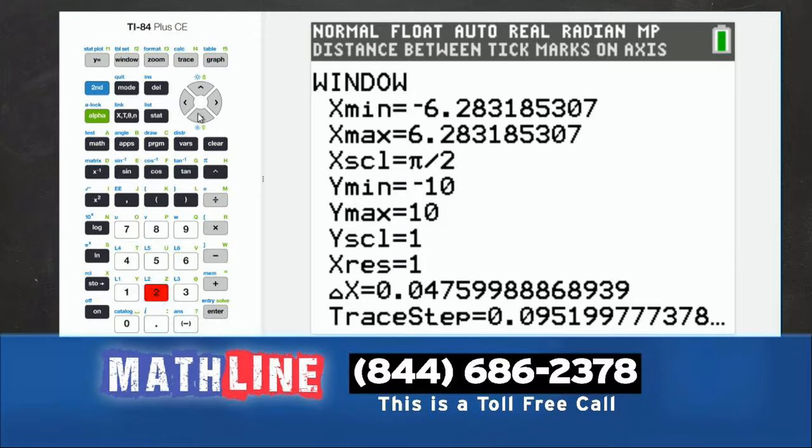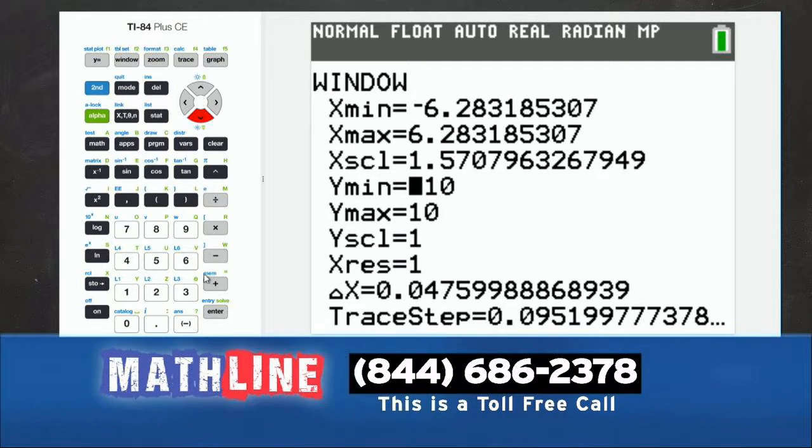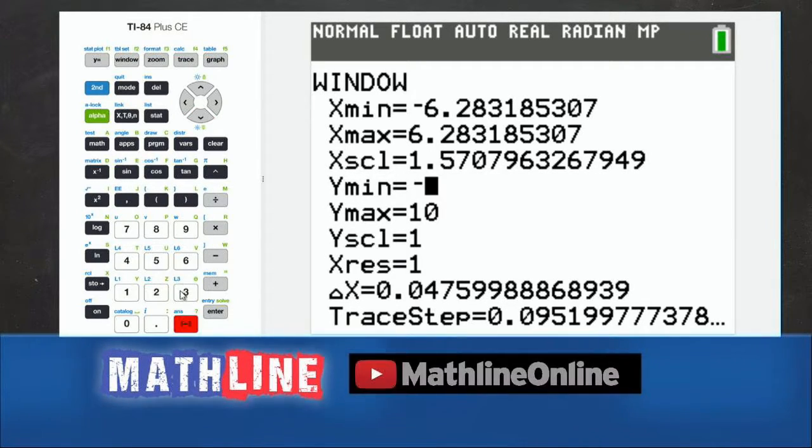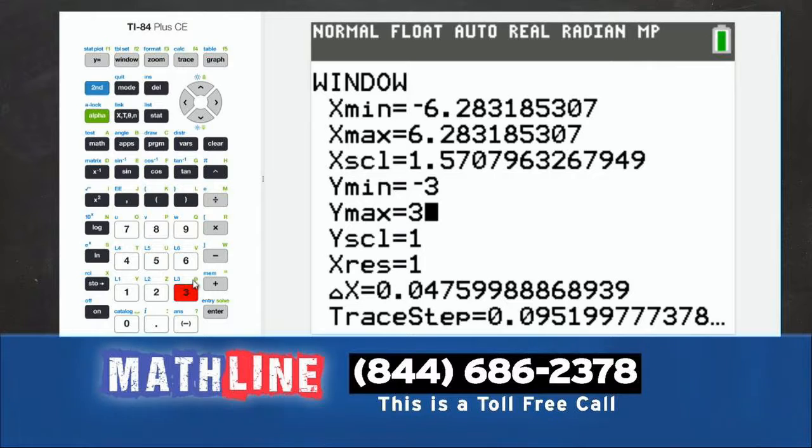Now, our y minimum, that's kind of big and brassy there. Let's go with a negative 3. Run that absolute value down a little bit. And how about a positive 3? And we'll leave the scale at 1. Okay. And so let's go to the y equals.